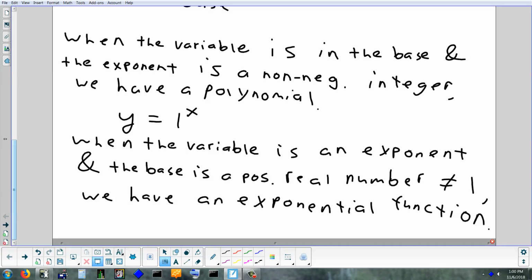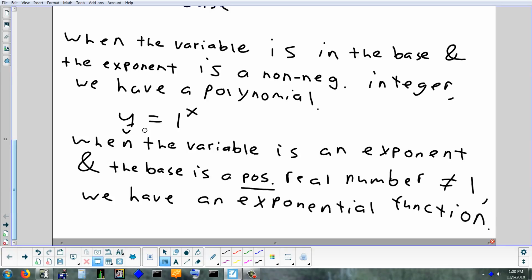Because 1 to any power is always 1. It just stays 1. It's actually a horizontal line. That's not exponentially increasing or decreasing at all. 1 to the 50th power just means 1 times 1, 50 times. Still 1. Even 1 to the 0 power is still 1. So 1 to a power doesn't work, and that's why the base can't be equal to 1.